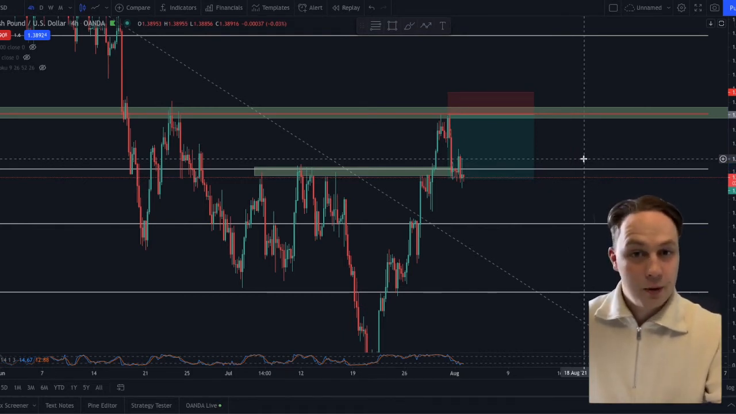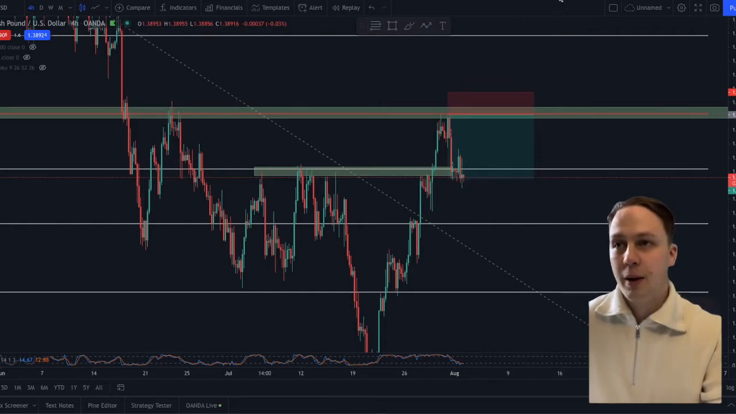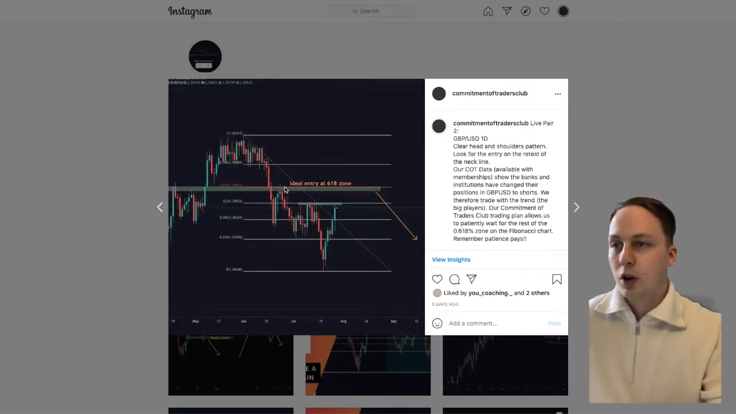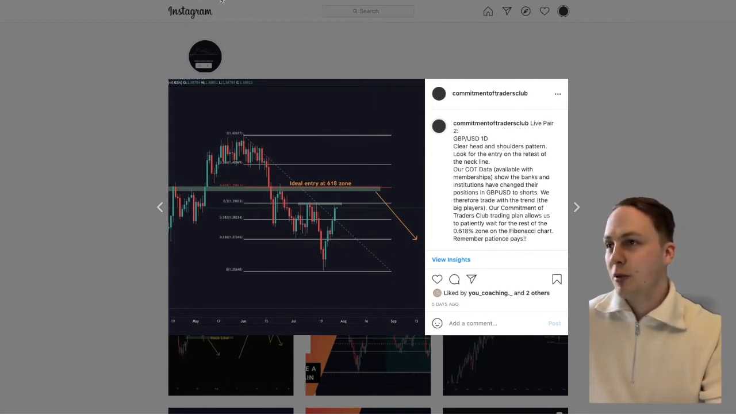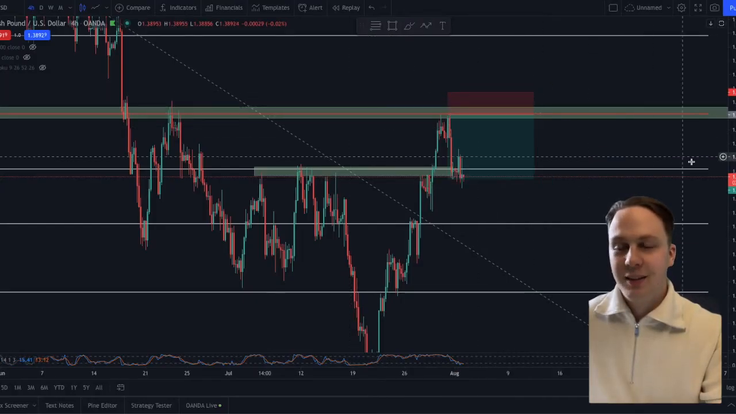And I published this firstly on my Instagram page a few days ago. There we go for proof to show that this was a potential zone. And lots of my traders took this trade and are now thanking me for the signal. No problem. But how did we get to this trade?